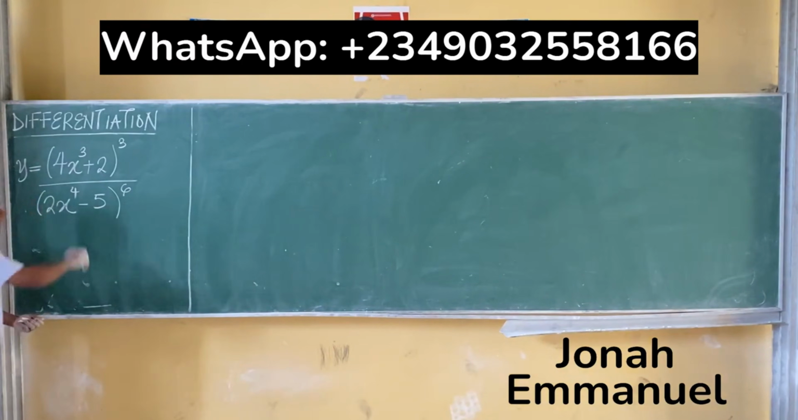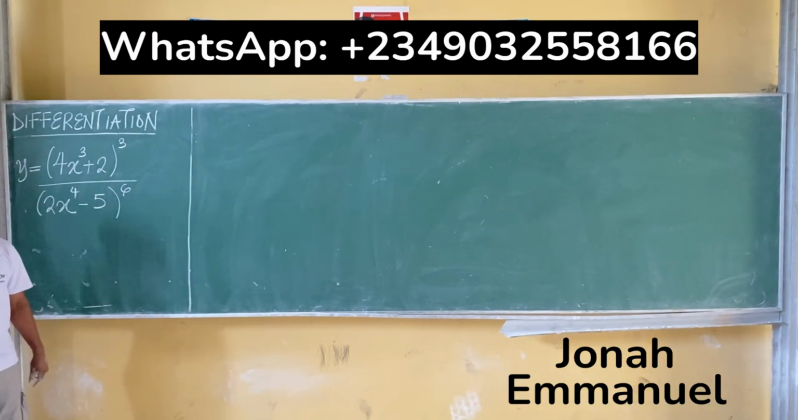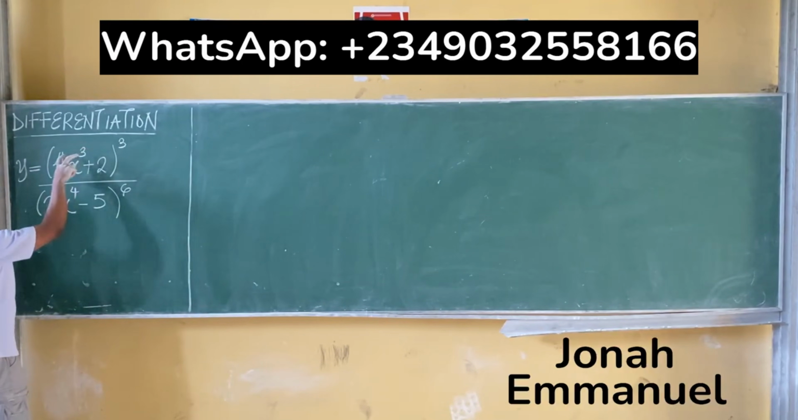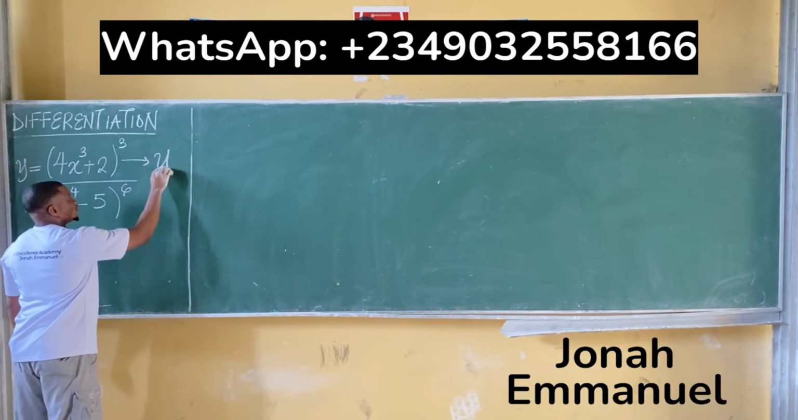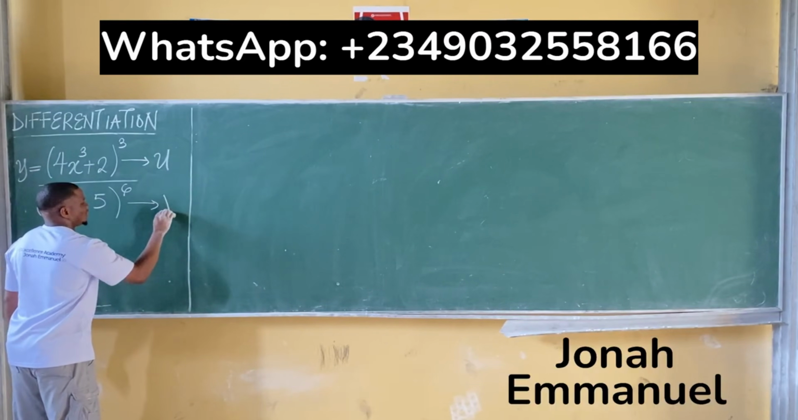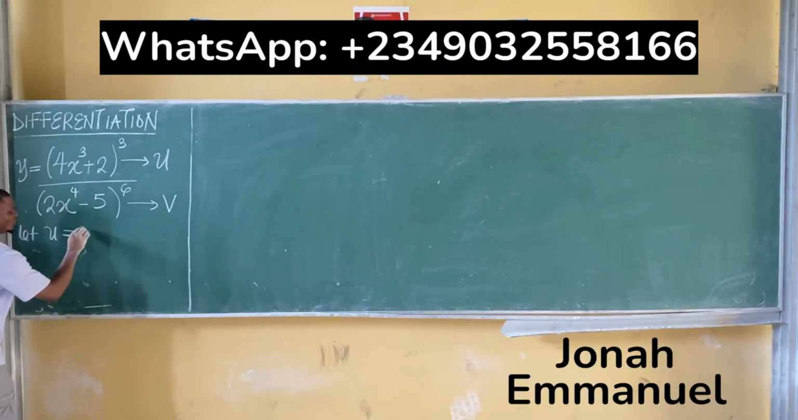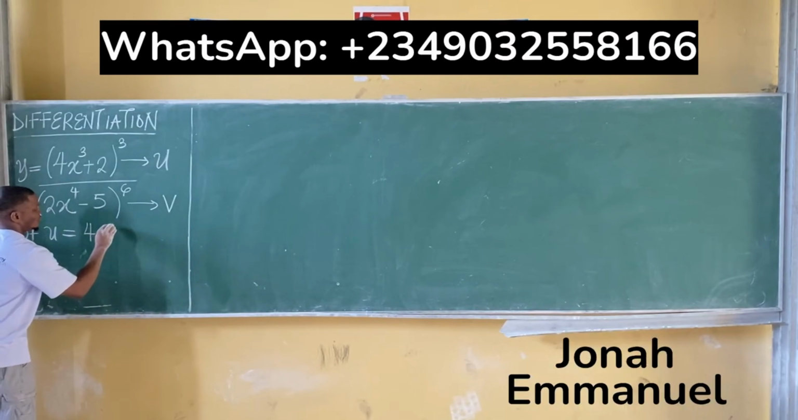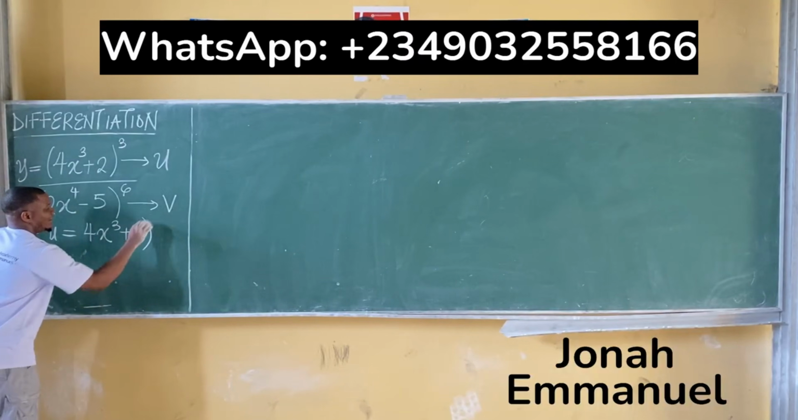Let's do this one, please. This is a quotient rule problem because you have this expression dividing this expression here. This one here becomes your u. This one here becomes your v. So I will say, let u be equal to the numerator, (4x cubed plus 2) to power 3.